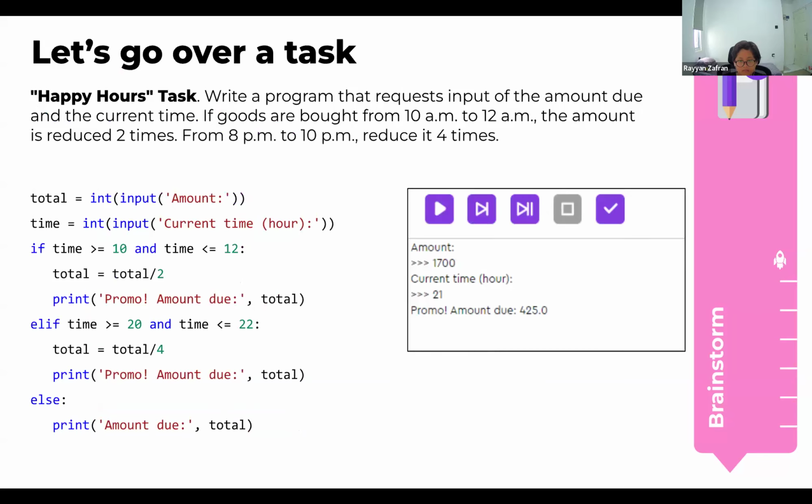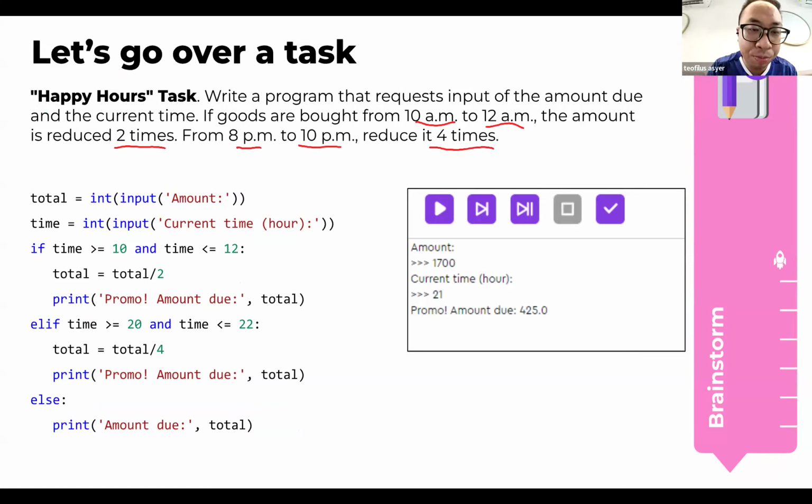Okay, let's see some examples. Write a program that requests input of the amount due and the current time. If goods are bought from 10 a.m. to 12 a.m., the amount is reduced two times. From 8 p.m. to 10 p.m., reduce it four times. You got it? Yeah. So, how do we code something like this?